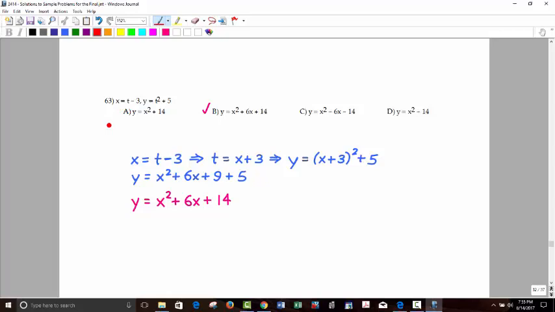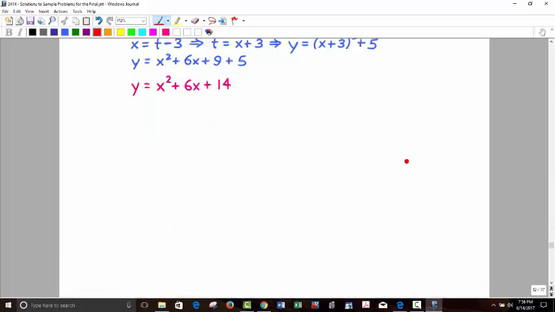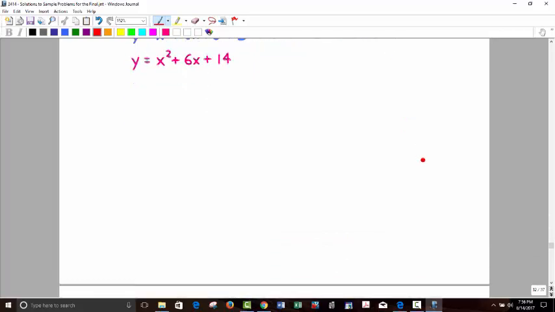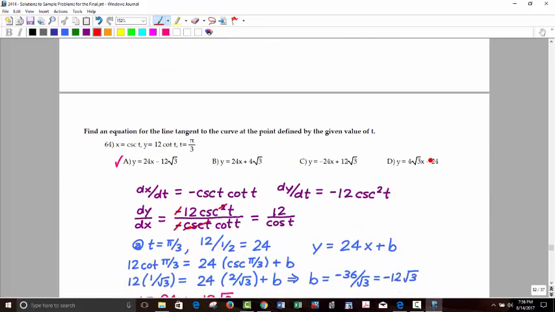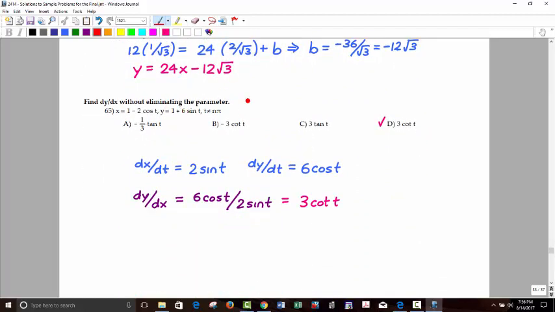If you wanted to find dy/dx, you could do dy/dt over dx/dt and get it in terms of t, but then you can also take the derivative of y in terms of x. But if the answer is supposed to be in terms of t, you would have to substitute back to make it in terms of t. So they're saying without eliminating the parameter, in other words, use the t's, don't solve for t in terms of x.